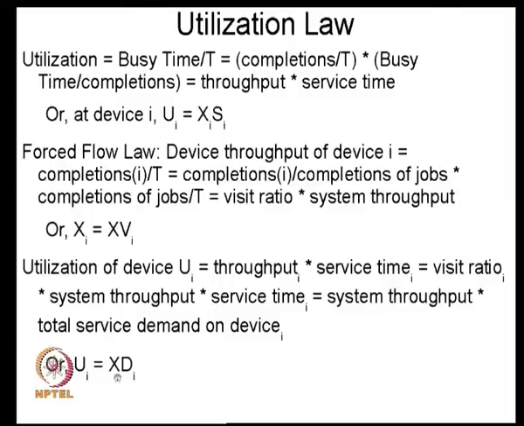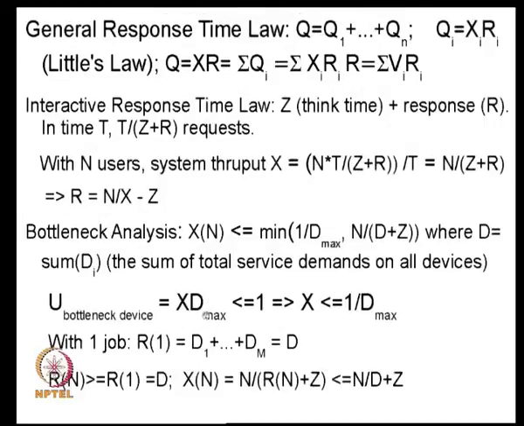The device with the largest demand is the one that sets the stage for everybody else. Since utilization cannot be more than 1, X has to be less than or equal to 1 / D_max. That is why the throughput of the system will definitely be equal to or less than this value. There is one more parameter which comes from the interactive setting.